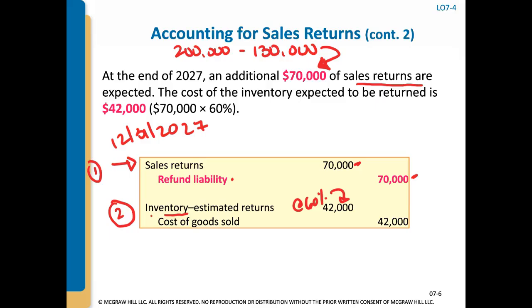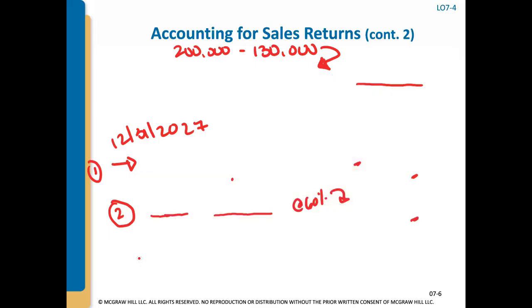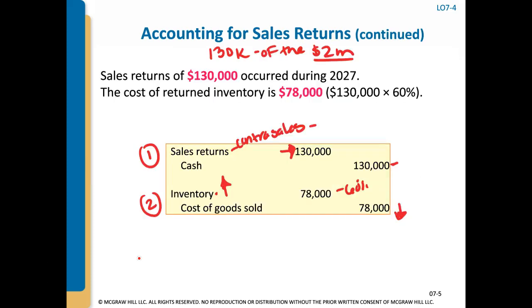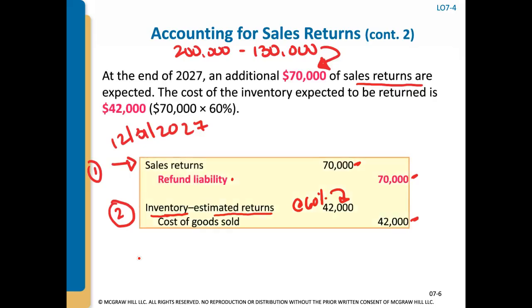So we're going to book an account called Inventory Estimated Returns. This will still go into your inventory balance on your balance sheet. It's just a way of tracking what's actual inventory versus what we expected returns to be. And I have to reduce my cost of goods sold by $42,000. So if you look back at the actual return on step 2, we credit our cost of goods sold and debited actual inventory. And here we're doing the same entry, except we're debiting inventory estimated returns.